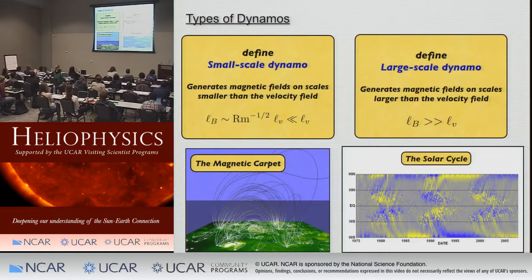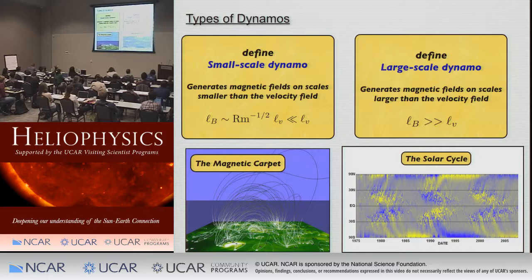You can define a local dynamo, or a small-scale dynamo, as something that creates magnetic fields on scales smaller than the velocity field. If this is the correlation length of the magnetic field, this is the correlation length of the velocity field. The magnetic field is much smaller. You can show from the induction equation that it scales roughly as the magnetic Reynolds number to the minus 1/2. So if the magnetic Reynolds number is large, then the magnetic scales can be much less than the velocity scales until ohmic diffusion comes in. That gives rise to that salt and pepper, that magnetic carpet. But what about the solar cycle? How do you get a dipole field out of that?